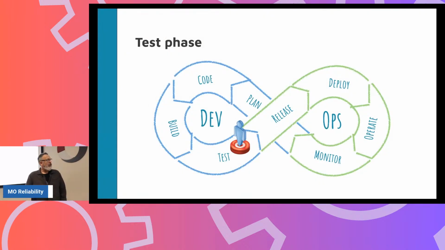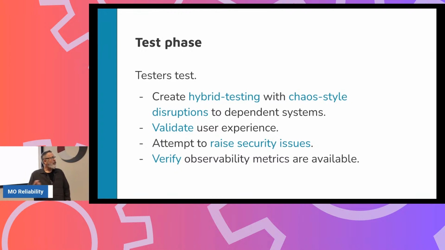Okay, the test phase. So again, this is going to be going on at the same time as things are being produced. But yeah, testers can do hybrid testing, and then with chaos style disruption. So the hybrid testing meaning, if it's a user interface based, so web application, they can use tools like K6 with the browser extension that can actually replicate a user actually clicking on the site.